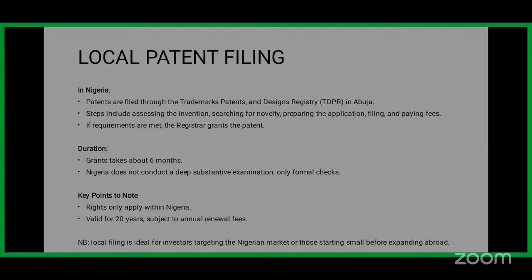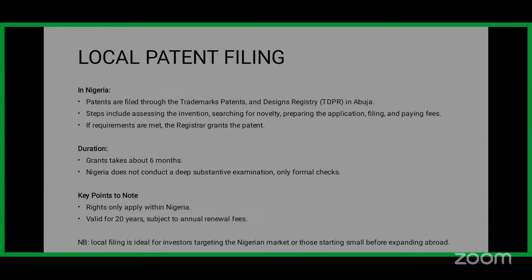So the next slide is local patent filing. Now, this is the same as national patent filing. You may want to file in your country. Maybe you have an invention, you want to protect that invention in your country. So this is where this area comes in. And for this purpose, we'll just be looking at Nigeria because the majority of us are in Nigeria.